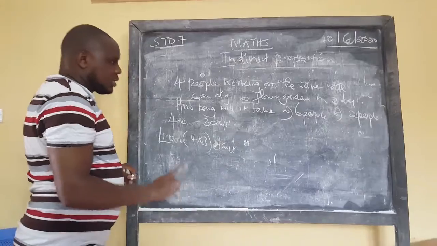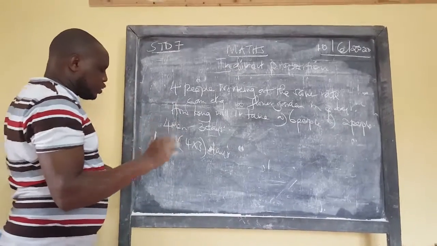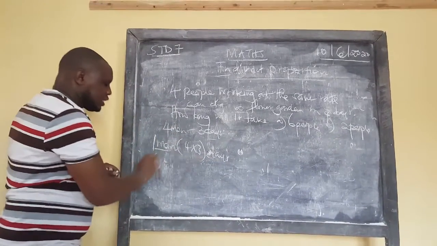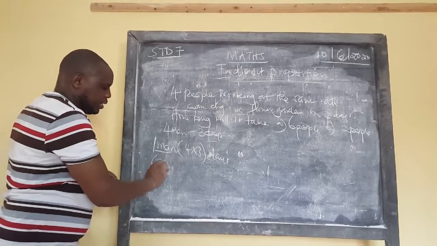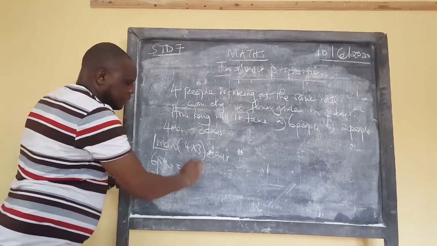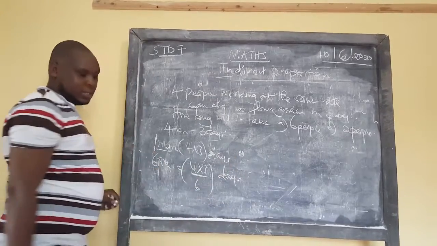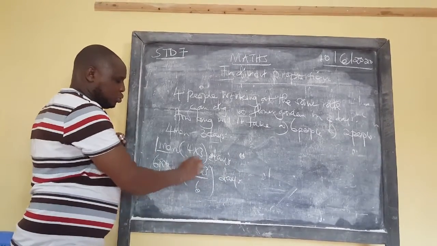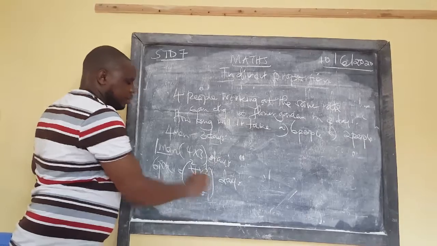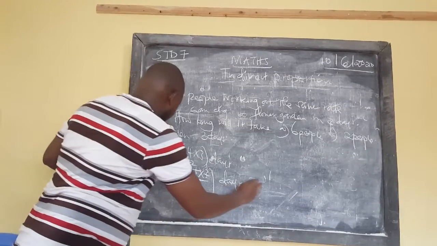So the question is, how long will it take 6 people? If 1 man will take this, then 6 men will take 4 times 3 over 6 days. So by 6, by 2, 2, by 2, 3, by 3, 1, by 3, 1. So this will give you 2 days.